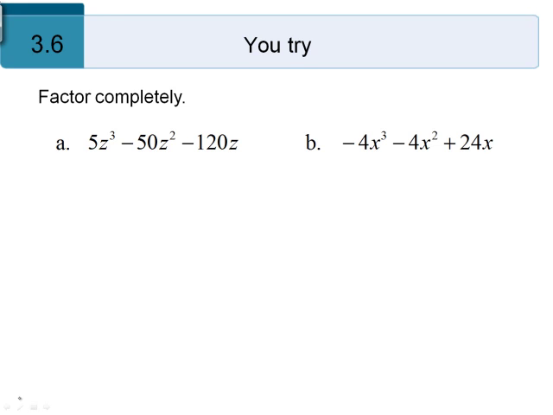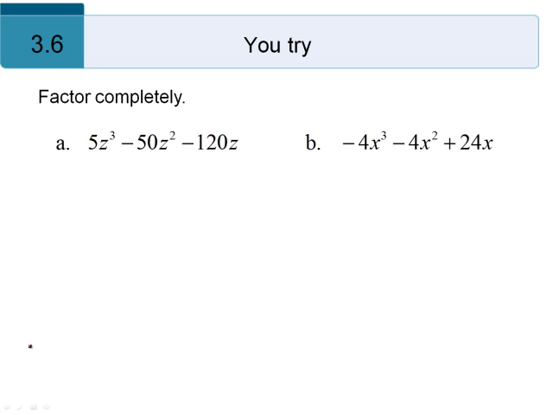Well, hello, math nerds. This is Math 0028, Section 3.6, the U-Try problems. So this section was all about factoring completely and kind of wrapping all the factoring up together into one section.